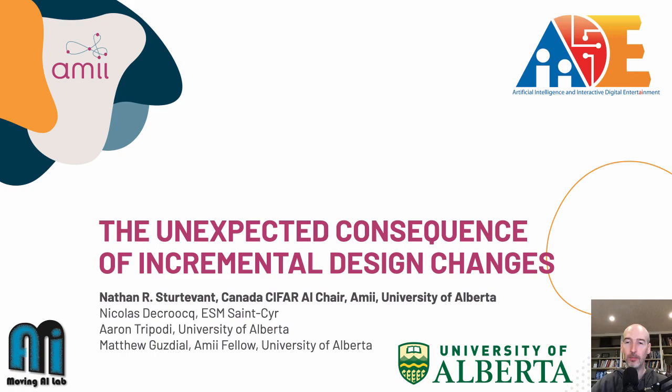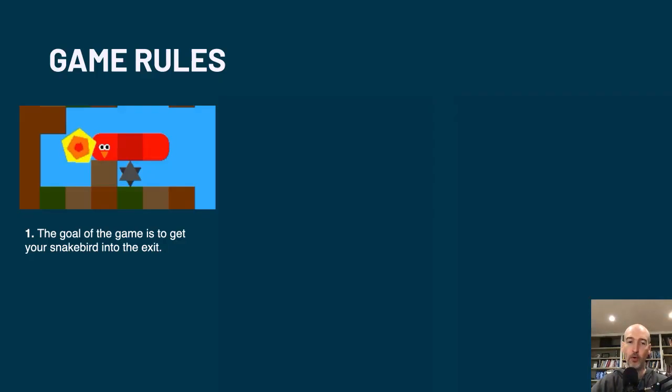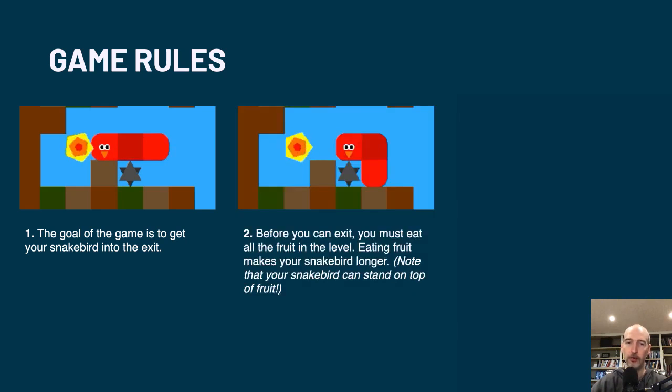In this paper, we're going to be looking at incremental design changes in the game of SNAKEBIRD, so I'm going to begin by showing you some of the rules of that game. The goal of the game is to get your SNAKEBIRD into the exit, which you do by moving into this moving pentagon in the corner. In order to do that, you first must eat all the fruit on the level, which in this case is the purple grapes. And when you eat the fruit, your SNAKEBIRD gets longer.